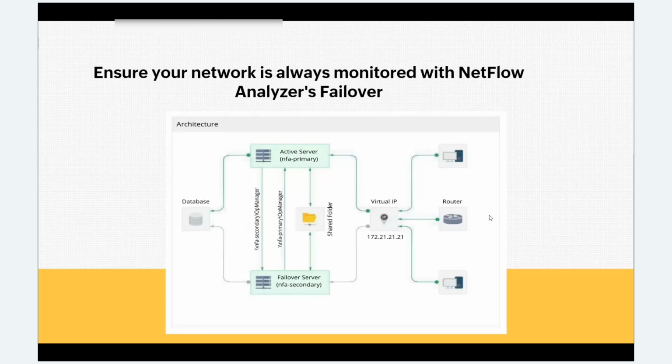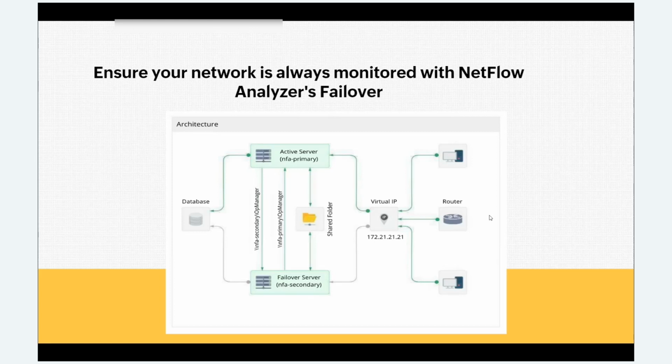So the one important feature about proactive management that NetFlow Analyzer offers is the failover. Failover is an alternative monitoring method which is used to ensure that there is visibility into your network and it's being monitored even when the primary monitoring setup goes down. With this feature, you can configure a secondary monitoring instance on a separate server. So as you can see the screenshot, this is the failover architecture.